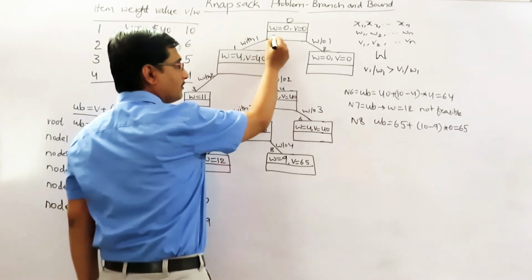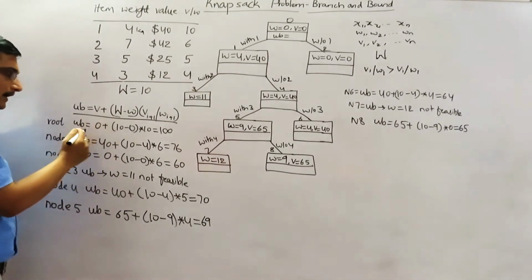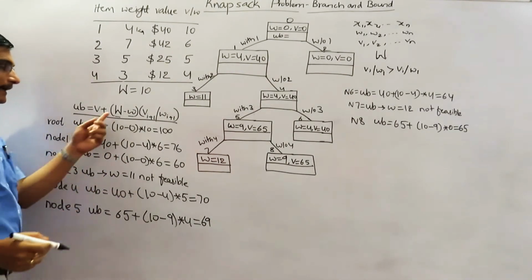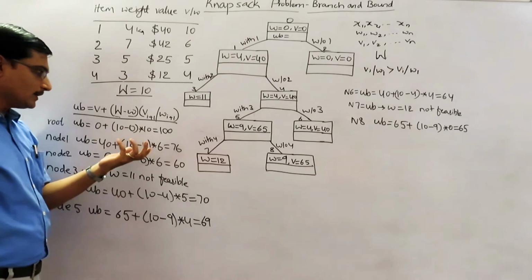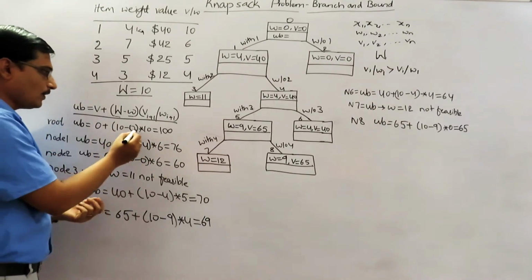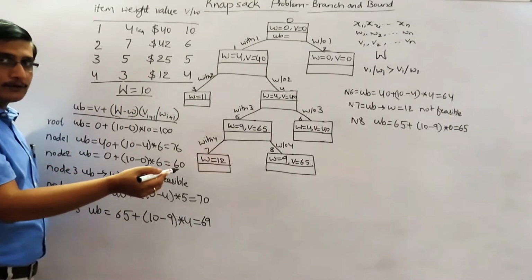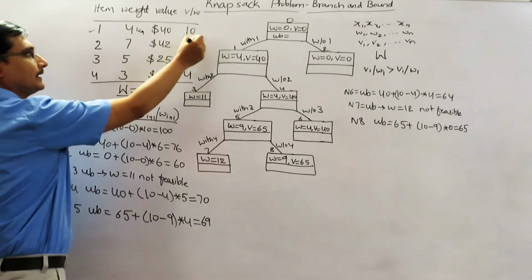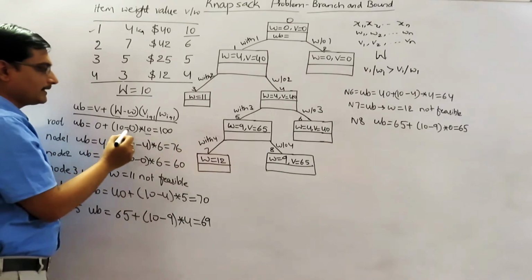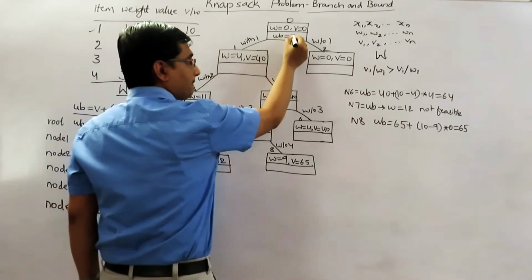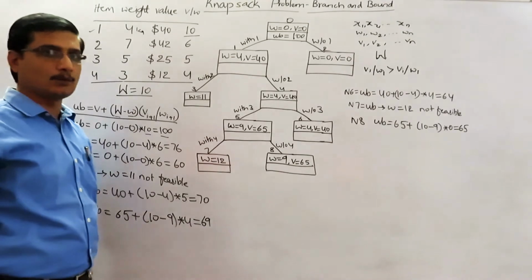To define the upper bound when no items are selected: the value is 0 plus the capacity of the bag, which is 10 kg, minus the weight 0, because we have not yet included any items, so it is 0, into the value to weight ratio of the next item. The next item we are going to include is the first item, so it is 10. So 0 plus 10 into 10 is 100. So the root node upper bound is defined here, that is 100.